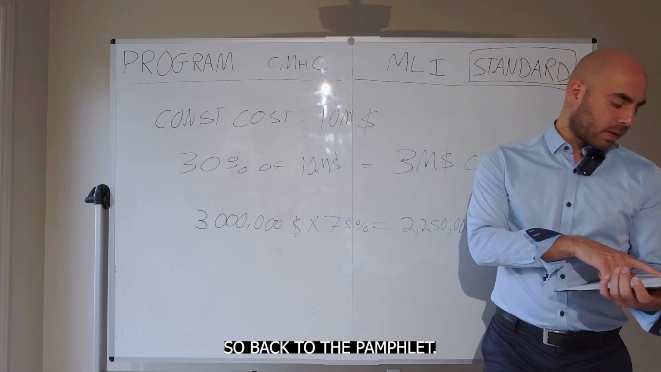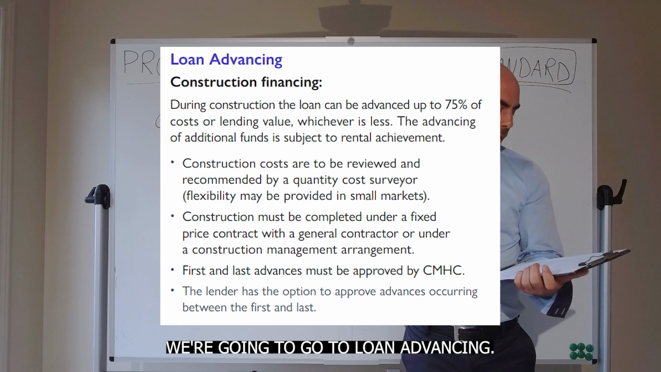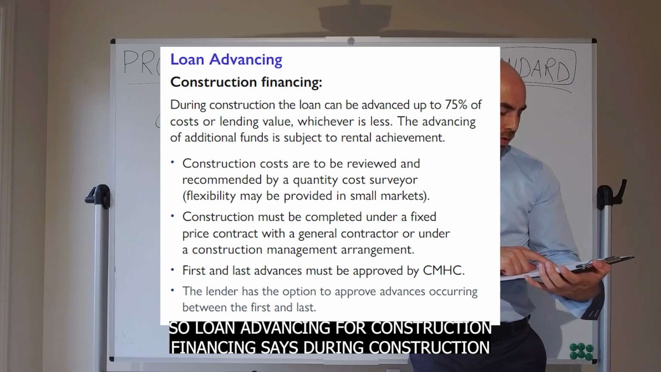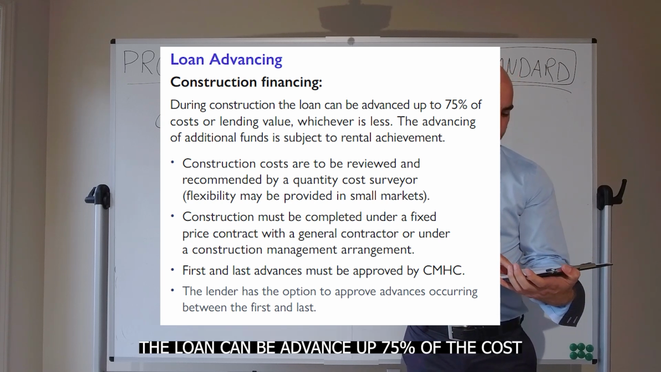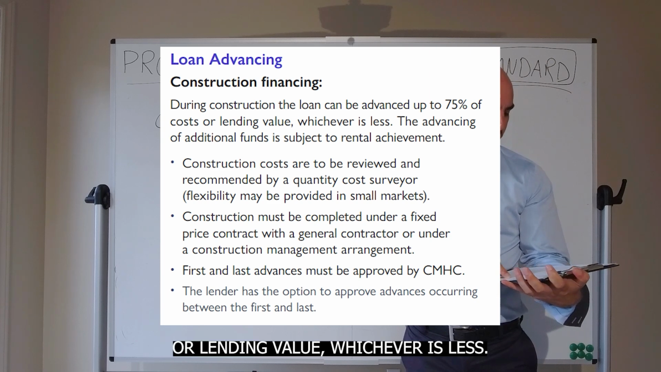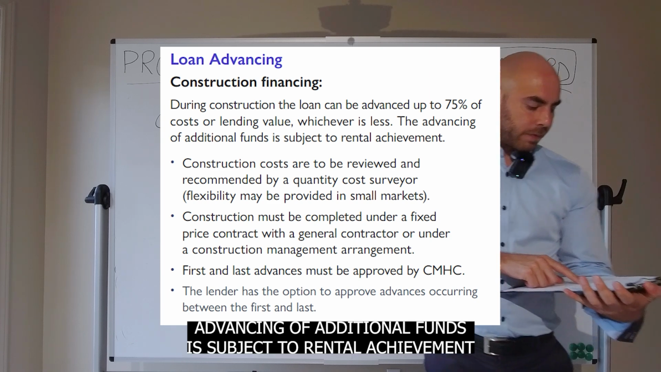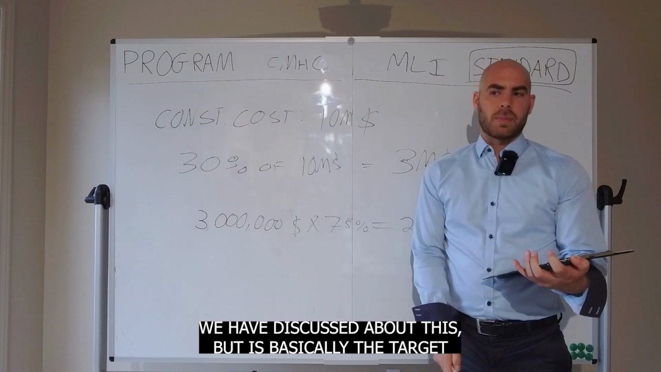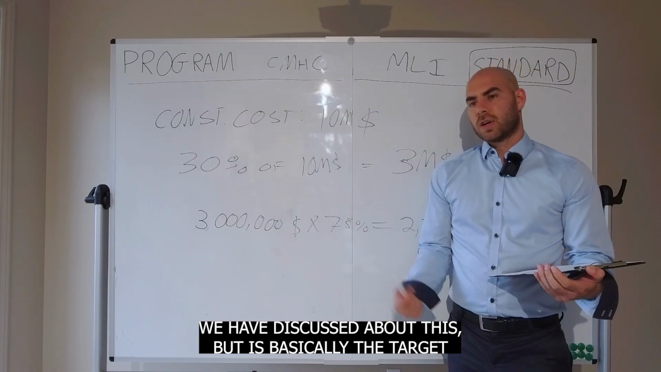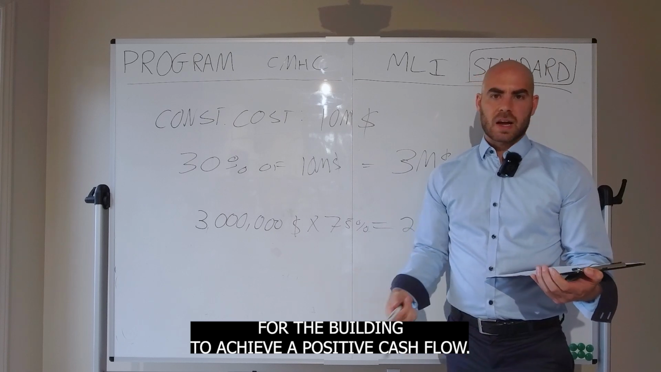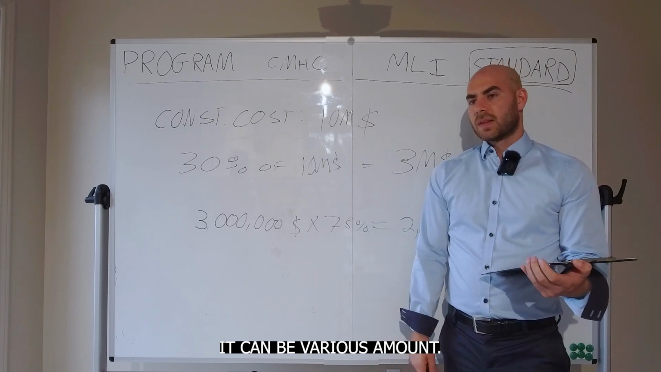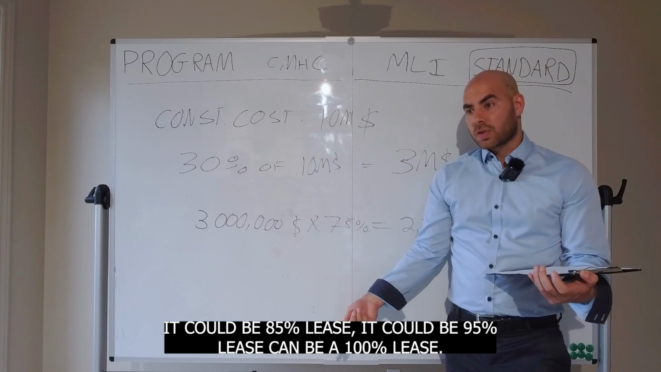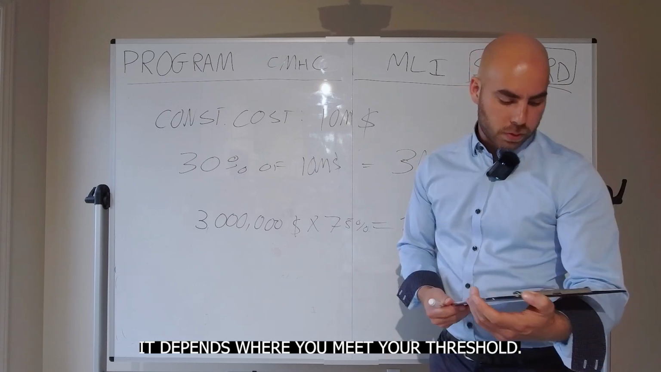So back to the pamphlet, we're going to go to loan advancing. Loan advancing for construction financing says during construction, the loan can be advanced up to 75% of the cost or lending value, whichever is less. Advancing of additional funds is subject to rental achievement. And rental achievement, we have discussed this, but it is basically the target for the building to achieve a positive cash flow and be able to service the debt. It can be various amounts. It could be 85% lease, it could be 95% lease, it can be 100% lease. It depends where you meet your threshold.